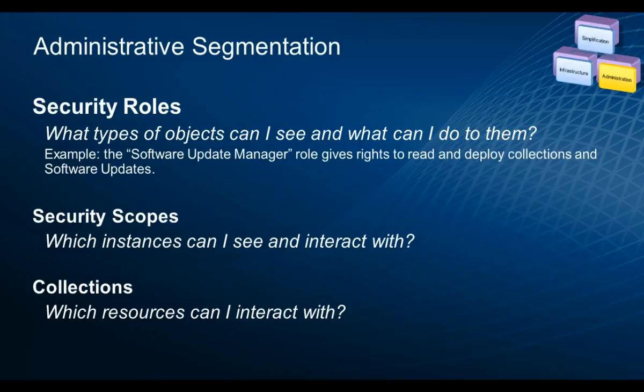In addition to security role, we have something called security scope. So which instances of classes can I see and interact with? So we know the role and we know the locations, but what about what we can do against them? So object class instance rights. And then finally collections. What resources can I interact with? And that could be geopolitical, that could be functional. Collections are defined in many different ways by organizations. But the administrative segmentation is based on these three primary terms: security role, security scope, and collection.